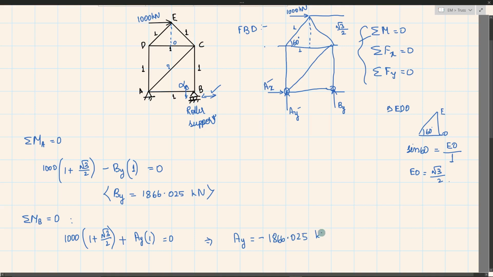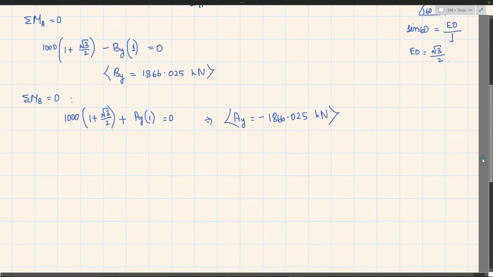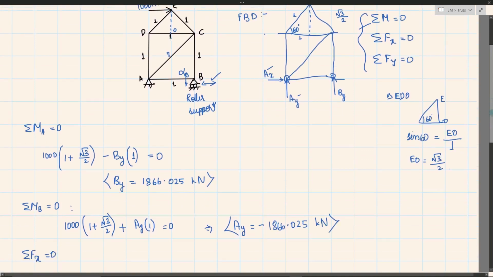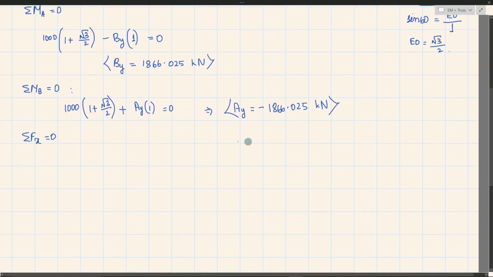1866.025 kilonewton. So here the negative sign suggests that the AY direction is vertically downwards, right? We should not rub out this sign; since we get a negative sign, we just assume the directions are reversed. We'll stick to this and use the negative sign wherever AY pops up further, right? Next I can also apply sigma Fx is equal to 0. The only horizontal forces here are Ax and 1000 kilonewton. So I'll have Ax is equal to minus 1000 kilonewton.